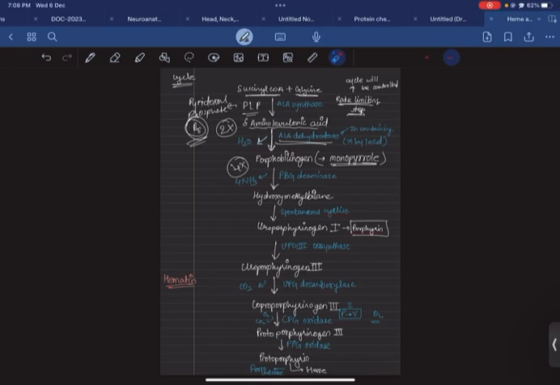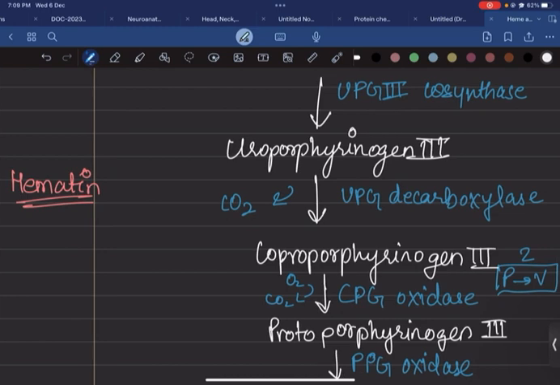So there is a concept called hematin. Now we know that generally Fe is present as plus 2, right? In hemoglobin, when in heme this Fe2+ is converted into Fe3+, let's say by some oxidase, right?